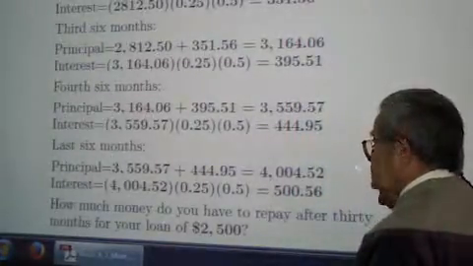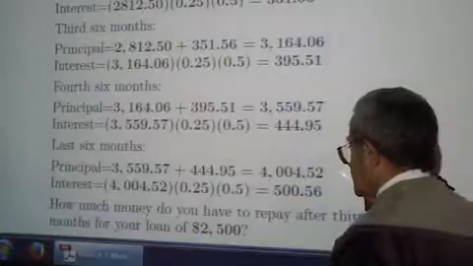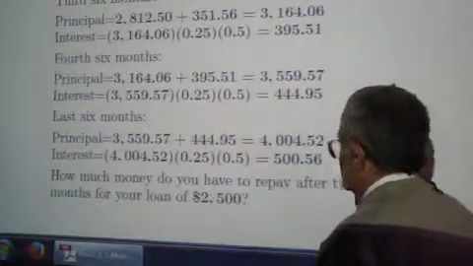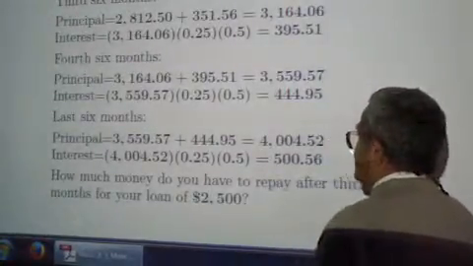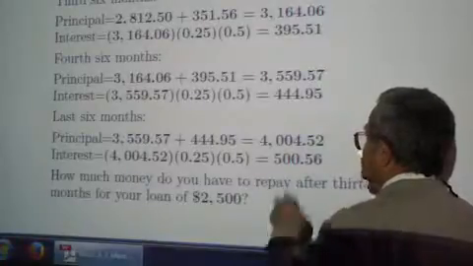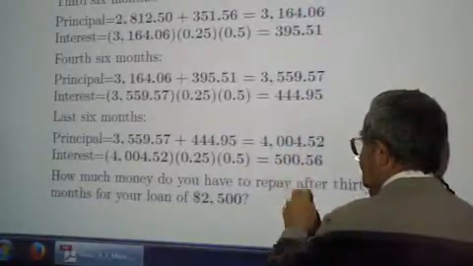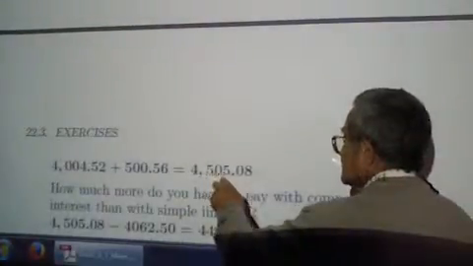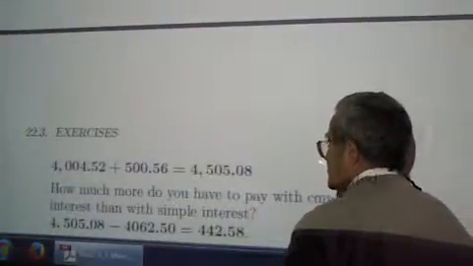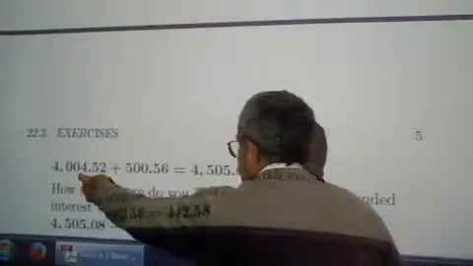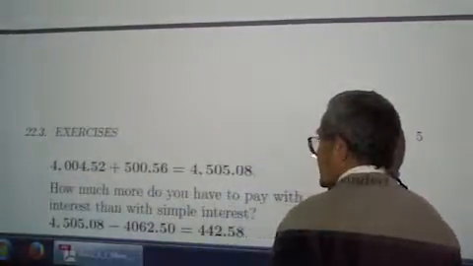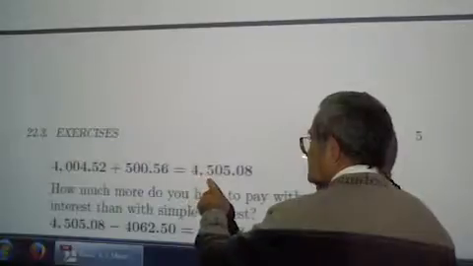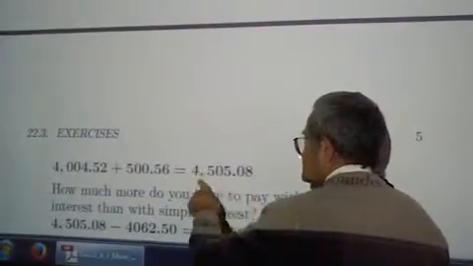And what do you have to pay back? You have to pay back your original $2,500 plus this principal, to which you add $500, so about $4,500. There we go. Okay, that's the last interest. This was the previous principal. And when you add the two, you have to pay back this amount.